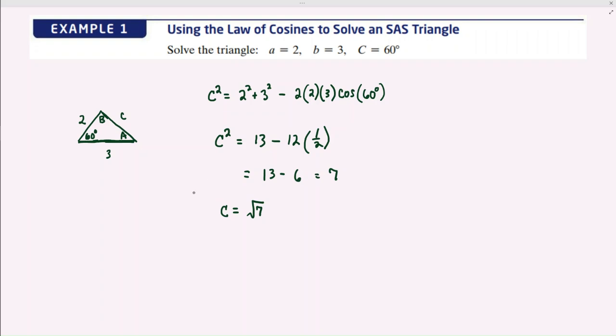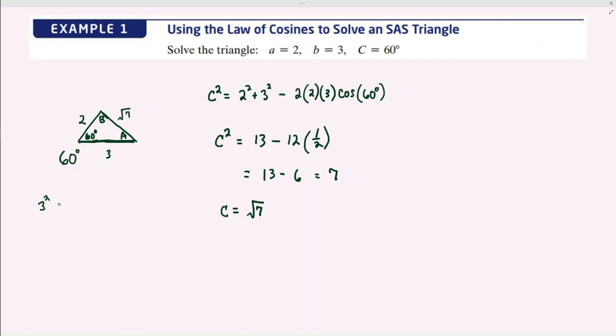And so now we need to find the angles for the rest of this. So first, let's just replace that C with the value of C, which is the square root of 7. And remember, it's a little hard to read, that's 60 degrees here. So we still need to find the angles for B and A. So let's plug into the law of cosines, and let's take the 3 first.